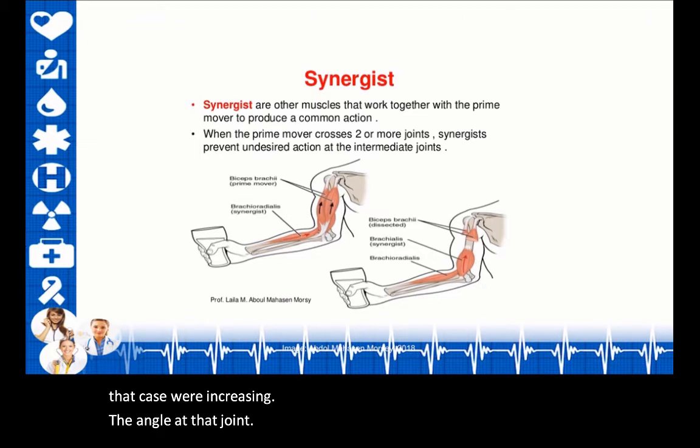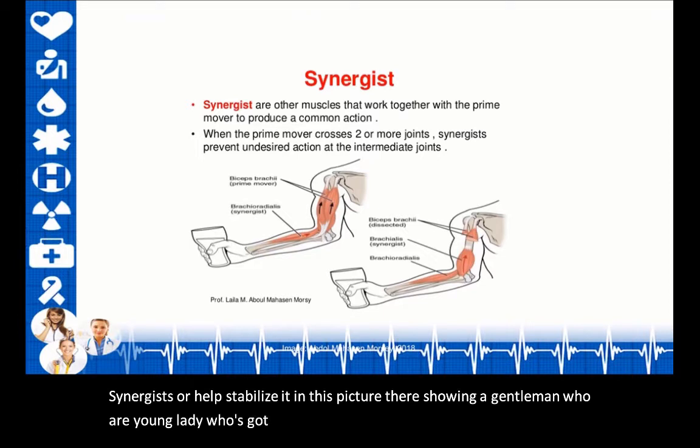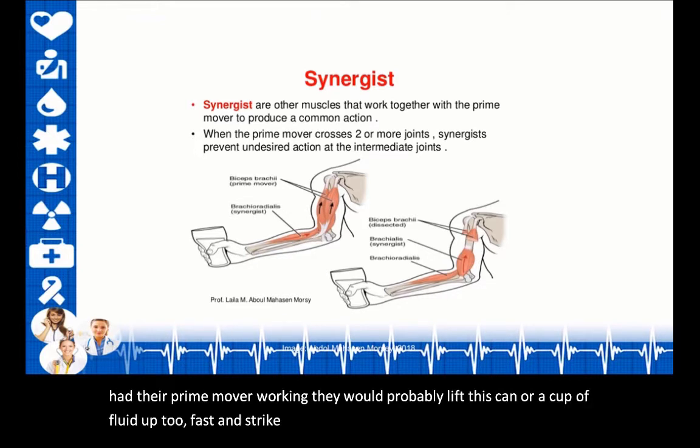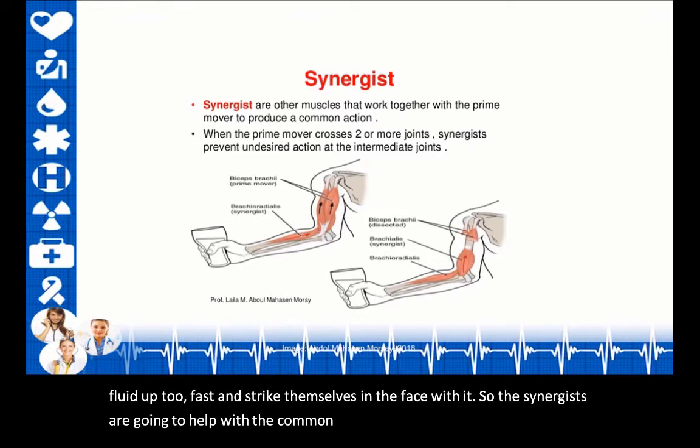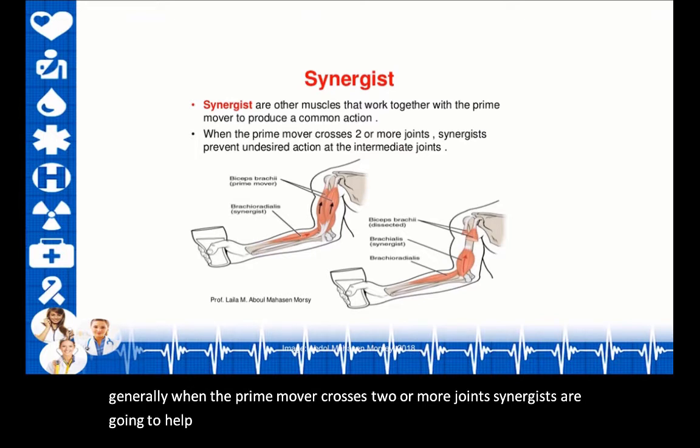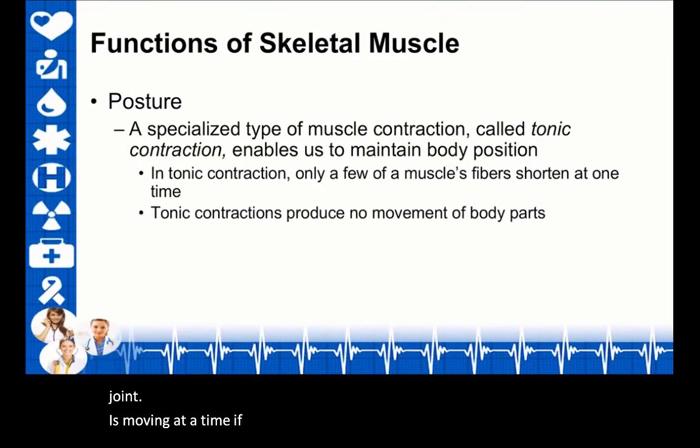Synergists help stabilize. So in this picture, they're showing a gentleman or a young lady who's got water, and they're about to drink it. So if they just had their prime mover working, they would probably lift this can or cup of fluid up too fast and strike themselves in the face with it. So the synergists are going to help with the common movement that they're responsible for. Generally, when the prime mover crosses two or more joints, synergists are going to help try to stabilize movement in those joints so that only one joint is moving at a time, if that's our focus.